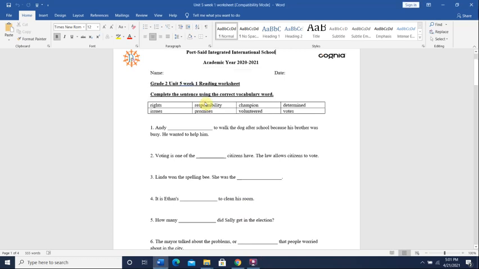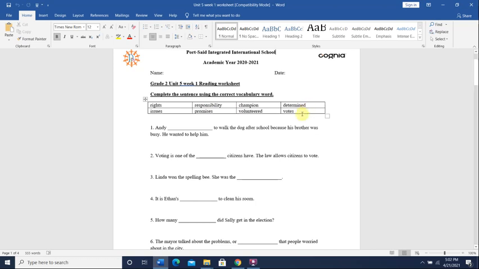I'm sorry guys for the interruption. The word volunteered means to offer or to be willing to do something without money. Determined means to decide or to choose to do something.